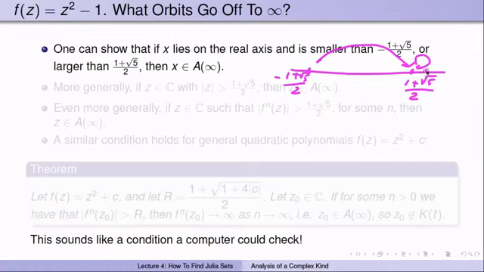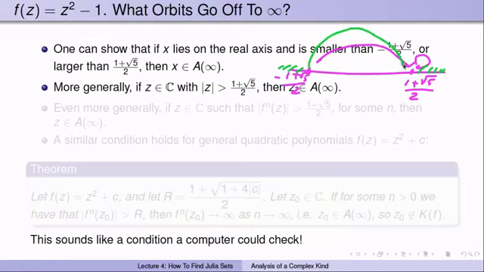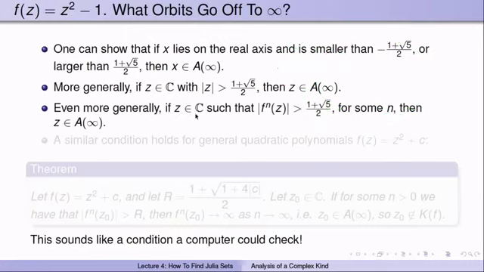If you are either out here or back here, all those points go off to infinity under iteration. More generally, if z is in C, whose absolute value is greater than (1 plus root 5) over 2, then that belongs to A of infinity. So if you draw a circle through these two points centered at the origin, then anything outside of that circle belongs to A of infinity. Even more generally, if z is a point in the complex plane such that one of its iterates has absolute value greater than that circle radius, (1 plus root 5) over 2, for some n, then that z itself belongs to A of infinity.